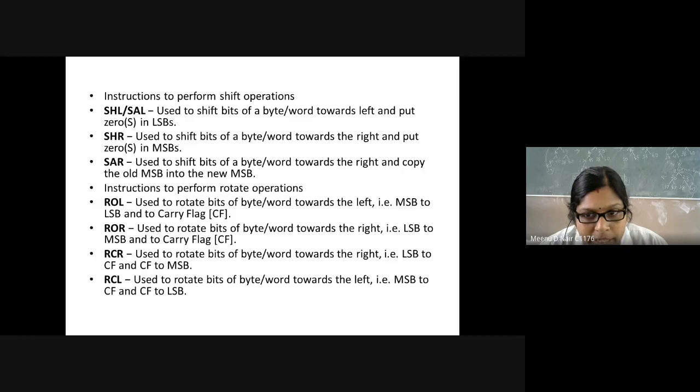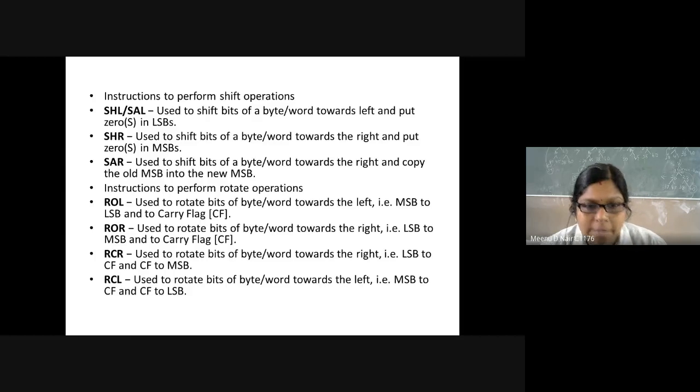D0 to D1, D1 to D2, D2 to D3, D3 to D4, D4 to D5, D5 to D6, D6 to D7. So what is there in D7? D7 is moving back to D0. Here it is D7, so D7 is moving back to D0. That is rotate left, and this MSB bit will also be sent to the carry flag, whether it is there in carry or not, right?